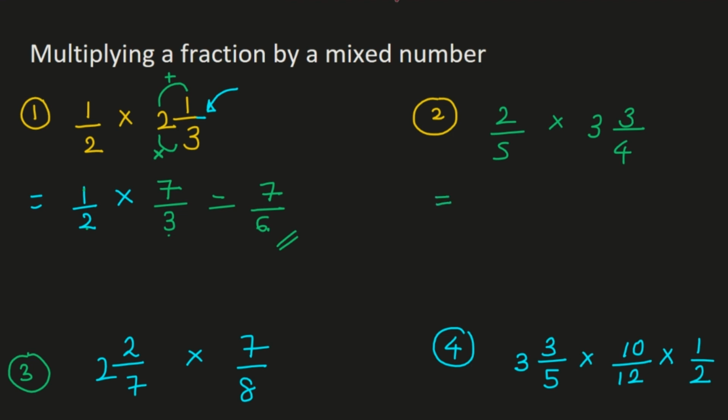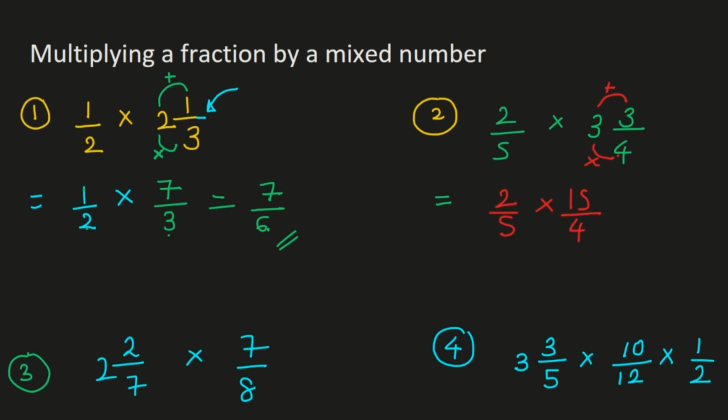2 upon 5 into 3 and 3 upon 4. What will be the answer? We are writing 2 upon 5 as it is. So now we can convert this mixed number into an improper fraction. What do you have to do? 3 into 4, it's 12. 12 plus 3, it's 15. Then the answer is 15 upon 4.